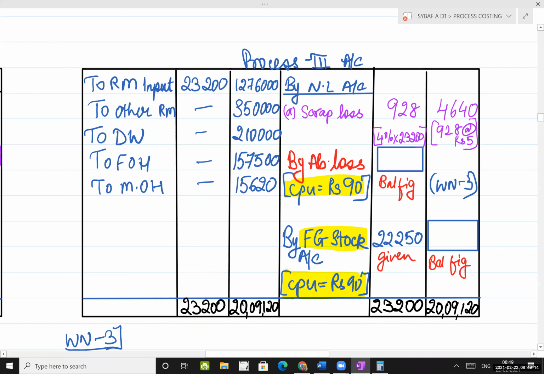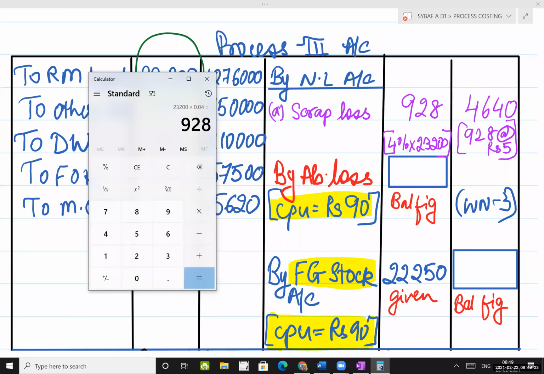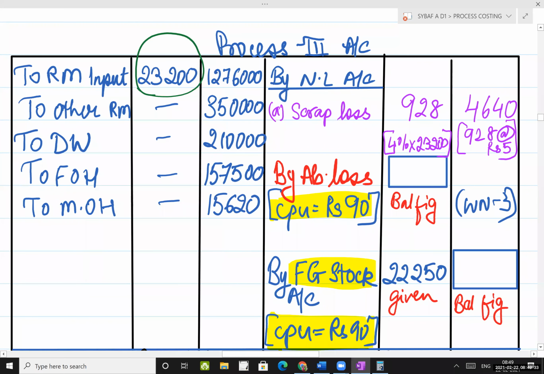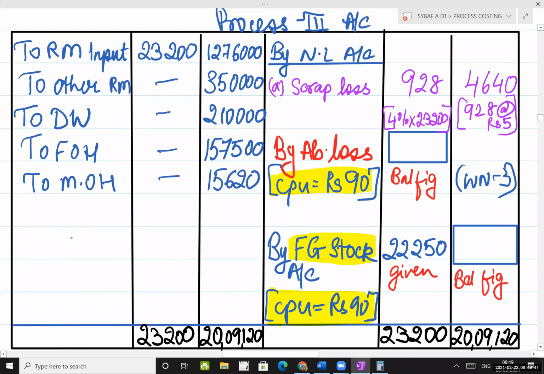Your input now is 23,200. So 4% of 23,200 is how much? 928 scrap loss, and it is sold for 5 rupees per kg. So my answer is 4640. Okay, then the output is given.